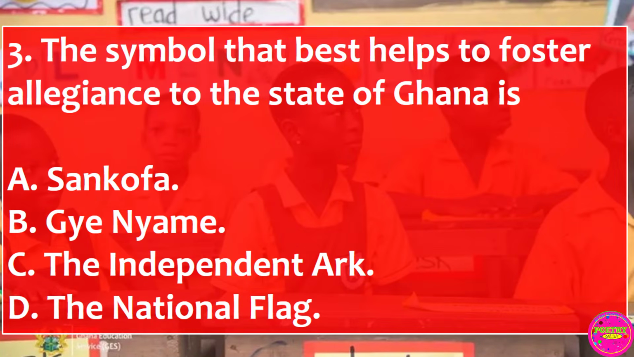Question 3. The symbol that best helps to foster allegiance to the state of Ghana is A. Sankofa, B. Jinyame, C. The Independence Ark, D. The national flag. The correct answer to this question is D. The national flag.